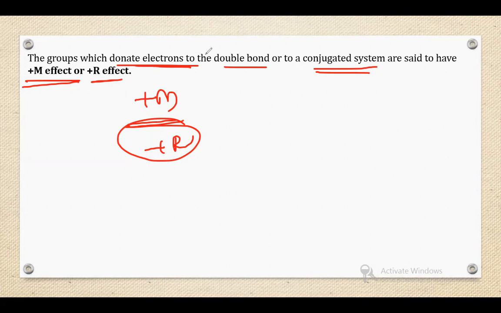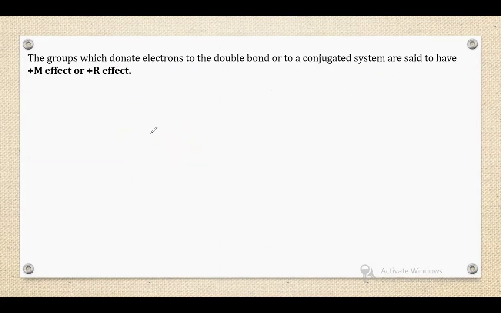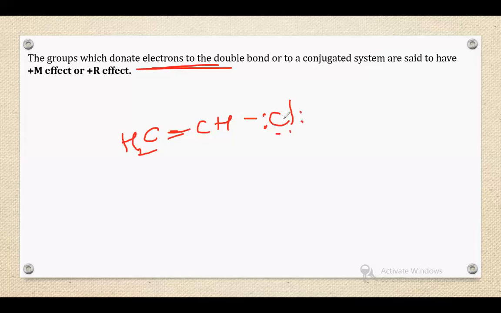For example, I'll take a compound, CH2 double bond CH-Cl, vinyl chloride. Here the substituent has a tendency to donate electrons to the double bond. This substituent has a lone pair of electrons because it is electronegative. Chlorine has lone pairs of electrons, so two, four, six, with the bond it forms eight electrons.